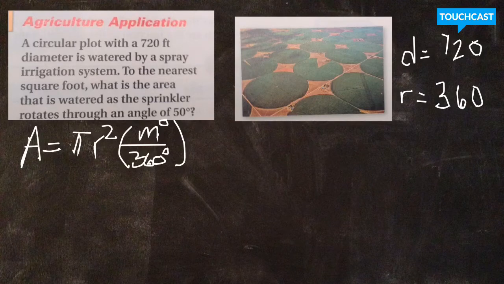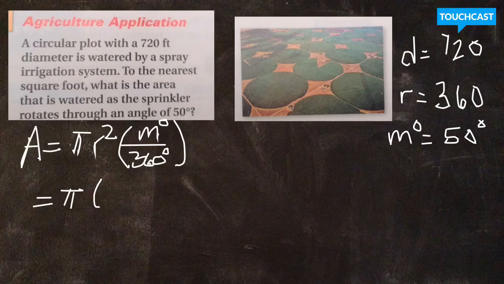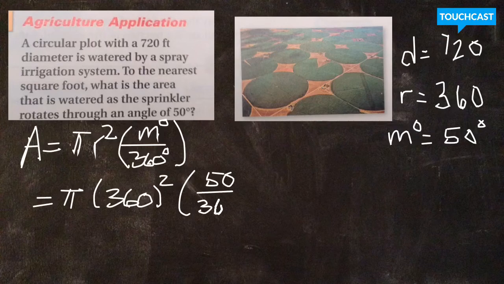We also know the measure of angle m. They told us that this sprinkler rotates through an angle of 50 degrees. So m is 50 degrees. So we know everything we need to plug into our formula to find out what that area will be. So our area is going to be equal to pi times 360 raised to the second power times 50 over 360.